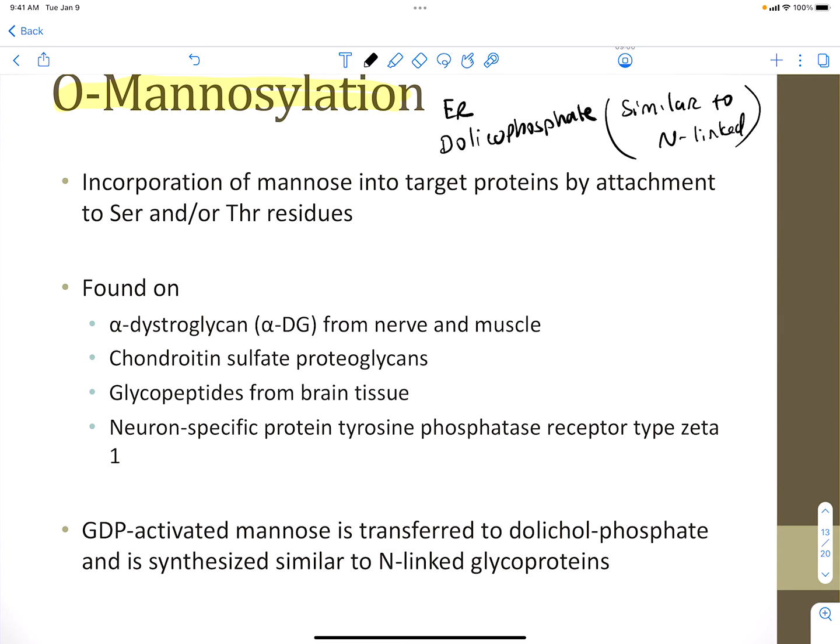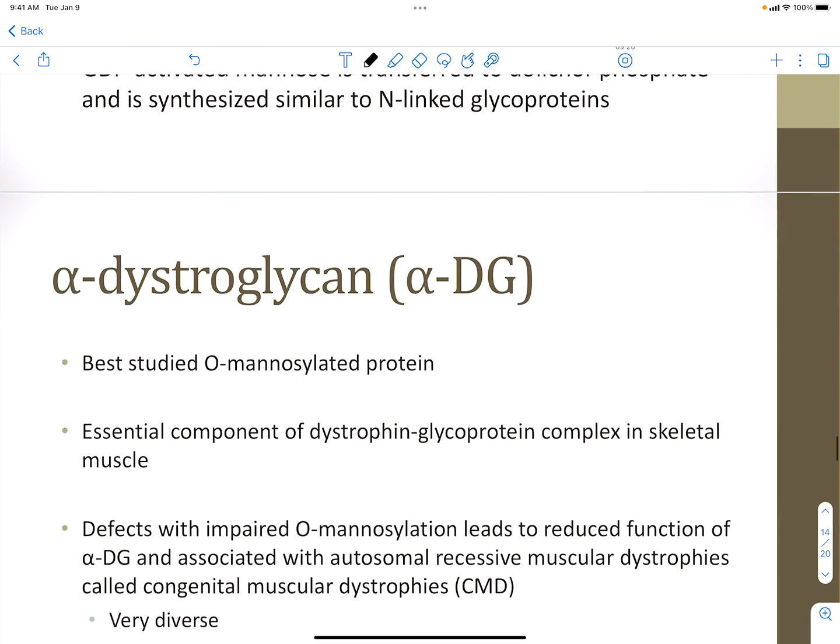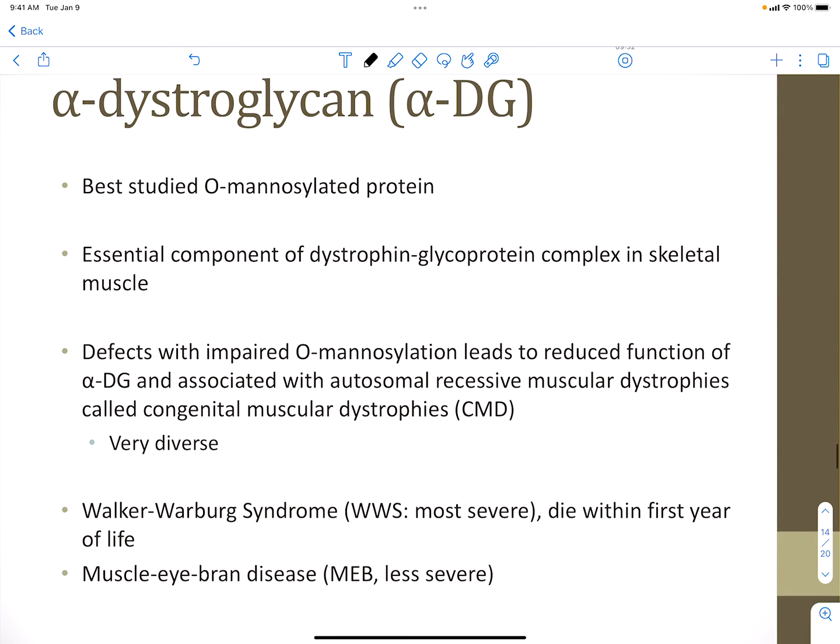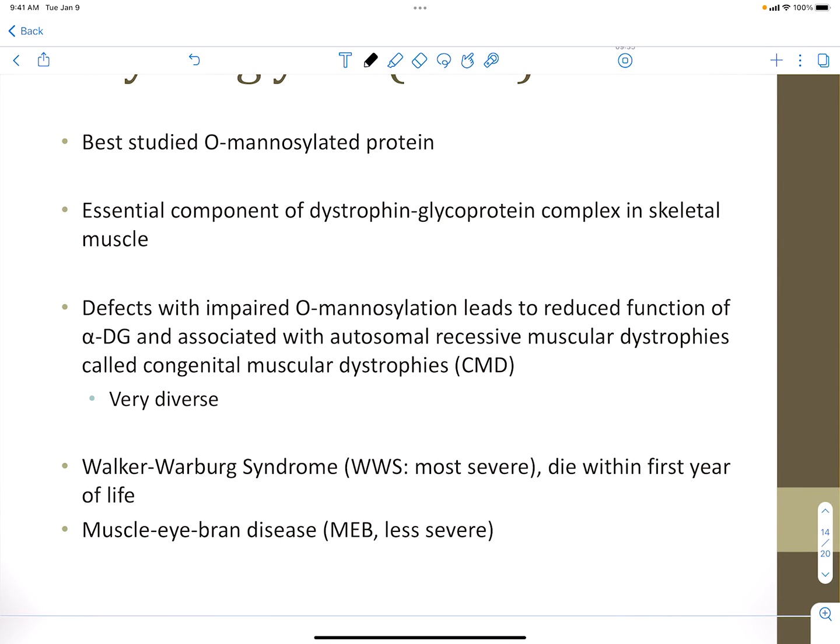O-mannosylation is going to be on many different proteins, such as alpha-dystroglycan. We're going to have other glycopeptides from brain tissue that are going to get O-mannosylated. Activation of mannose is going to be through the GDP, so that's going to have the energy. It's going to transfer that to dolichol phosphate, and then it's going to build on the sugar depending on the protein. Alpha-dystroglycan is the best studied O-mannosylated protein.